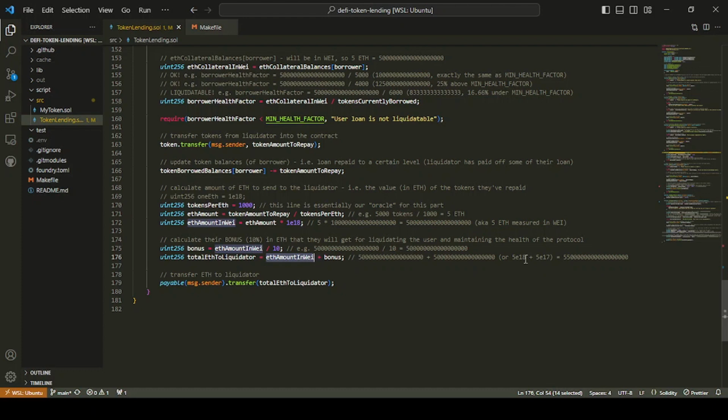So that's 5.5 ETH, which makes sense because they're claiming the 5 ETH and getting a 10% bonus, which is 0.5. Okay, and then the payable message sender transfers their ETH plus their bonus back out to them.